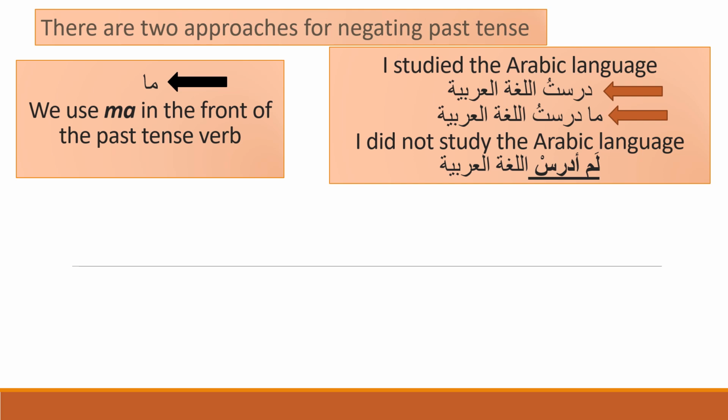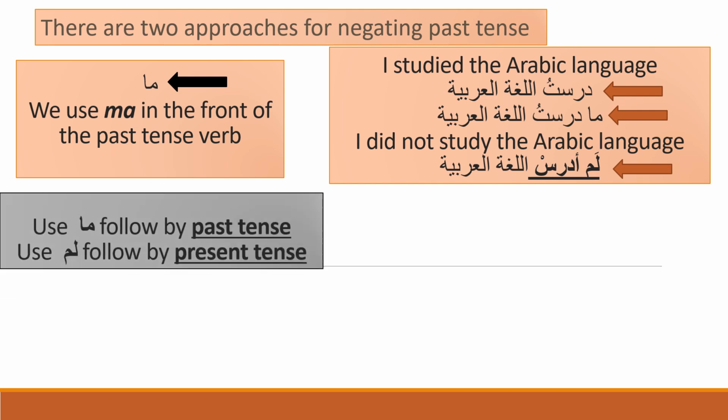The other way to negate past tense, we use لم. لم أدرس اللغة العربية. So if you want to use ما, then make sure ما is followed by the past tense. If you want to use لم, لم has to be followed by the present tense. And we use both of them to negate past tense.